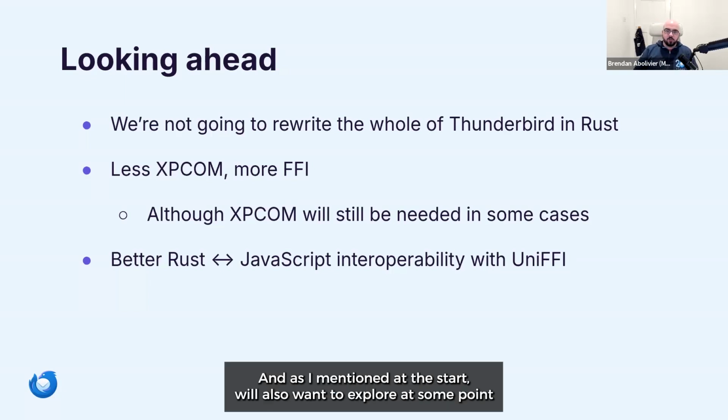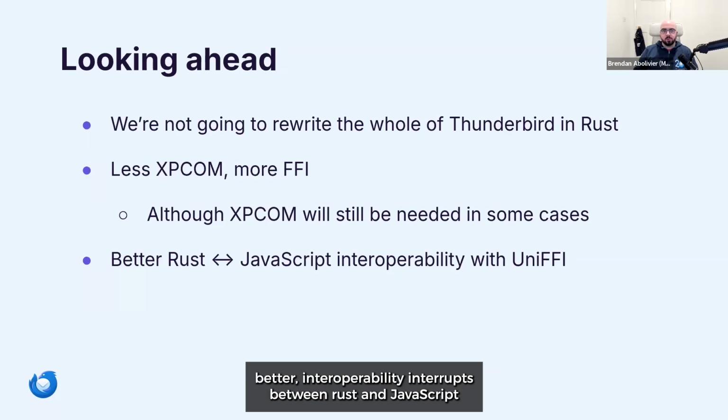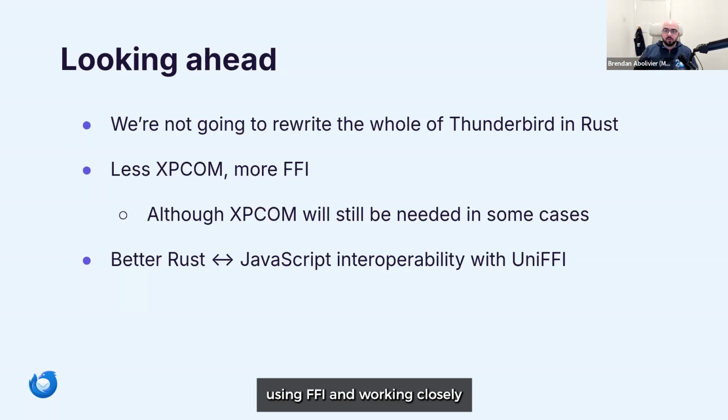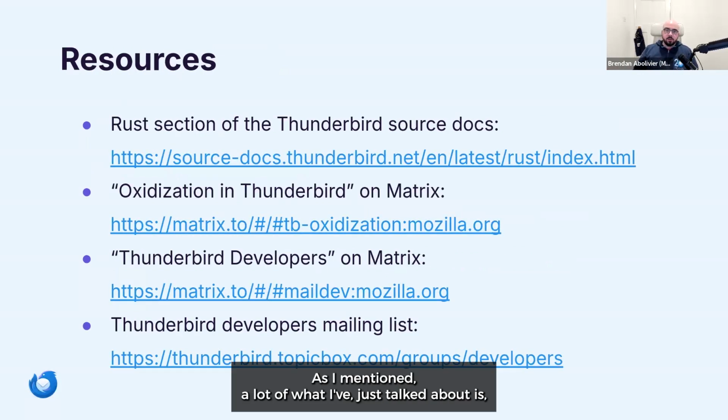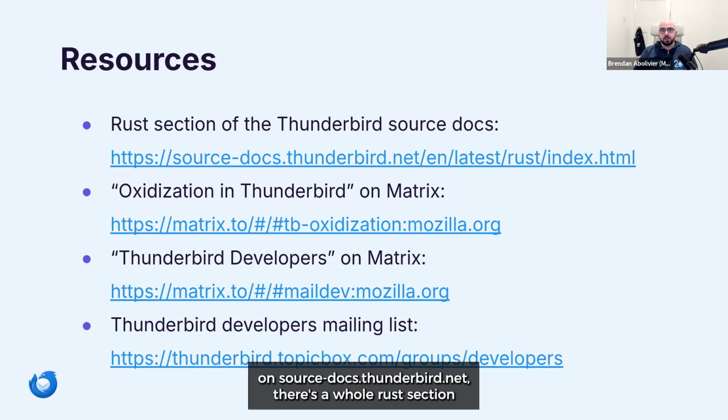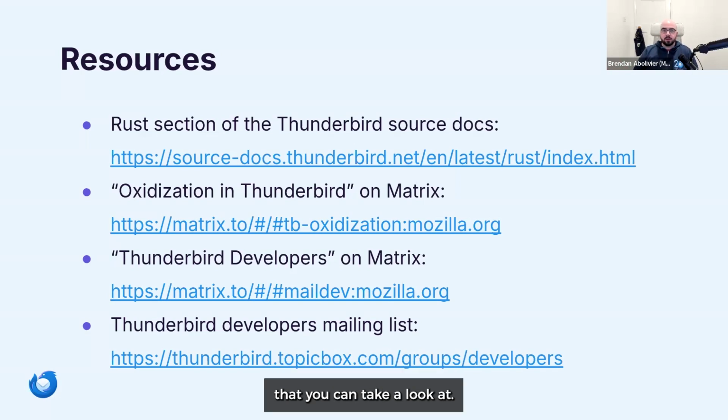And as I mentioned at the start, we'll also want to explore at some point better interop between Rust and JavaScript using FFI and working closely with the Uniffi team within Mozilla. As I mentioned, a lot of what I've just talked about is described, with more examples, in the source docs on sourcedocs.thunderbird.net. There's a whole Rust section that you can take a look at.